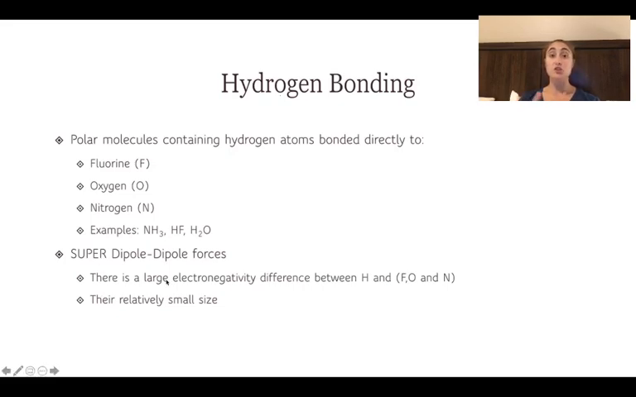These are essentially super dipole forces. They're stronger than the dipole-dipole forces. And the reason why is because there's a really large electronegativity difference between hydrogen, fluorine, oxygen, and nitrogen. So it creates this super tight bond, and their relative difference in sizes, the relative largeness to smallest comparison, makes them able to get very, very close together and create a very, very strong bond.